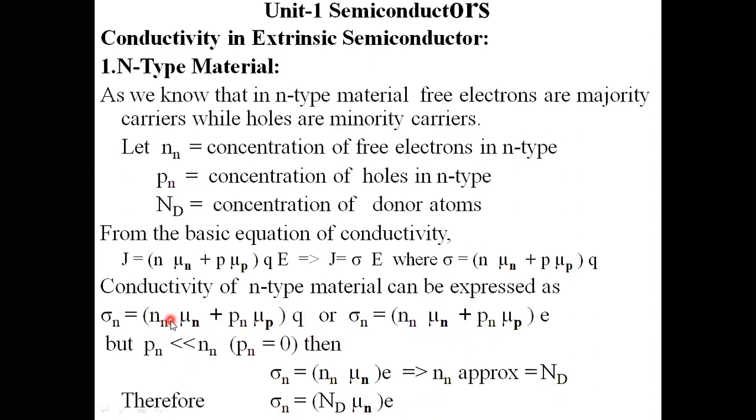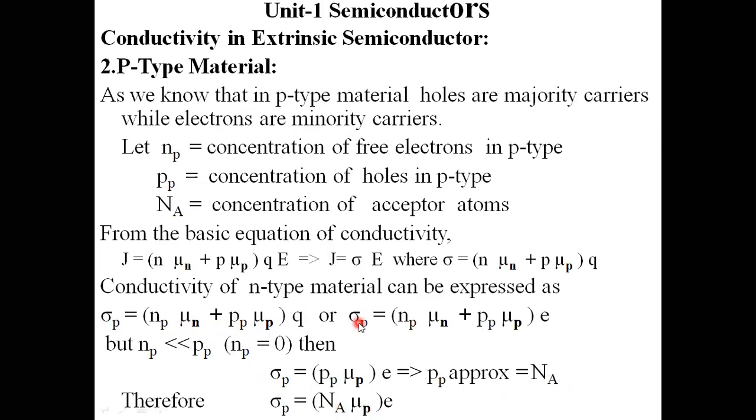That means concentration of electrons in n-type times mu n plus concentration of holes in n-type times mu p, into q. The concentration of electrons keeps on increasing mainly because of these donor atoms, so I am replacing this nn with Nd. That is the main crucial point for our derivation. Therefore, conductivity in n-type semiconductor material can be given as Nd mu n into small e.